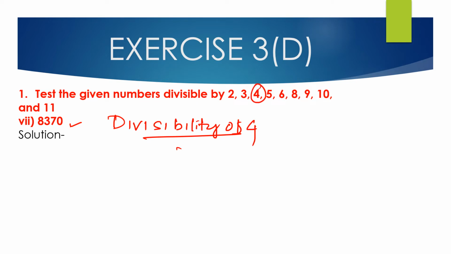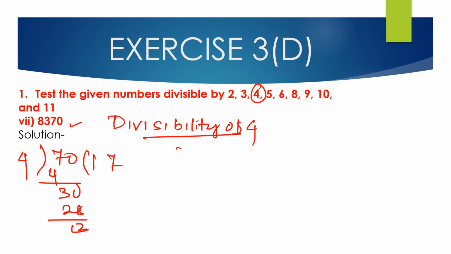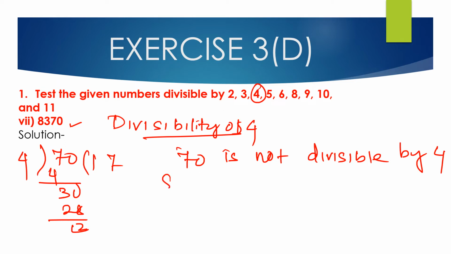We know any number is divisible by 4 if the last two digits are divisible by 4. Here the last two digits of the number 8370 are 70, and we have to divide 70 by 4. 4 1s are 4, 3, 4 7s are 28. Remainder is 2. So 70 is not divisible by 4. So 8370 is not divisible by 4.